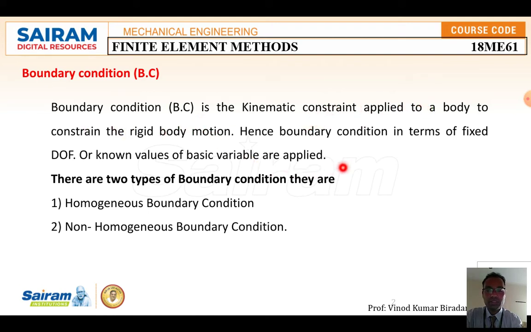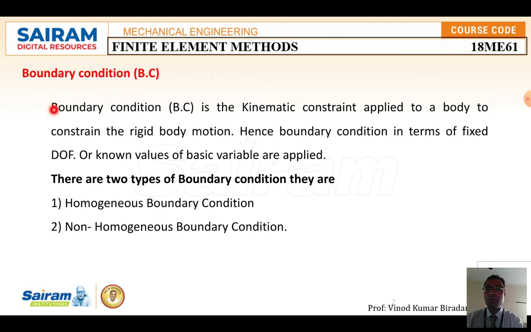It is going to fix the body. Suppose, for example, you consider a bar. Here in the bar one end is fixed and the other end is free. The fixed point is at node number 1, where u1 and f1 are going to be considered as 0. That is called a boundary condition. Hence the boundary condition in terms of the fixed degree of freedom will be considered, or known values of the basic variable are applied. Some basic variable we are going to apply at the different nodes or the boundary. After applying the boundary condition we are going to get the final result. That is what the boundary condition is.